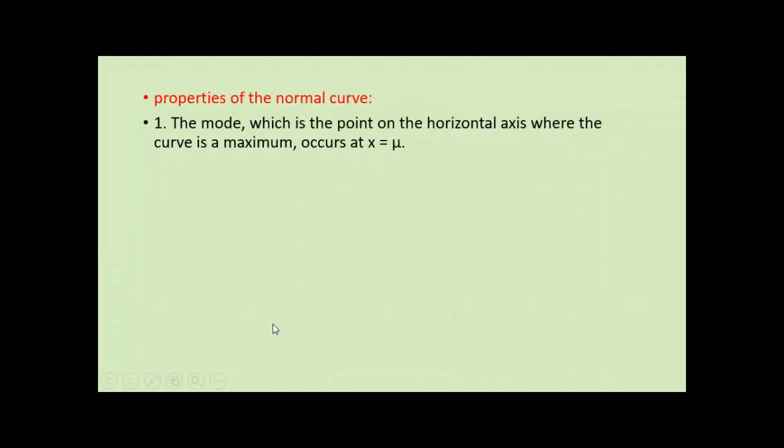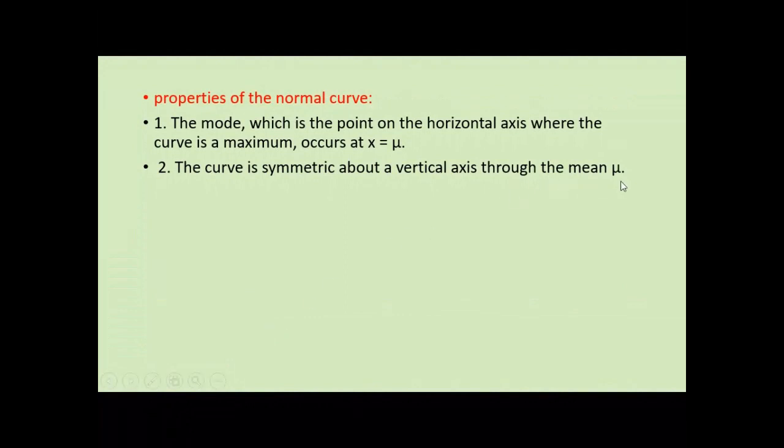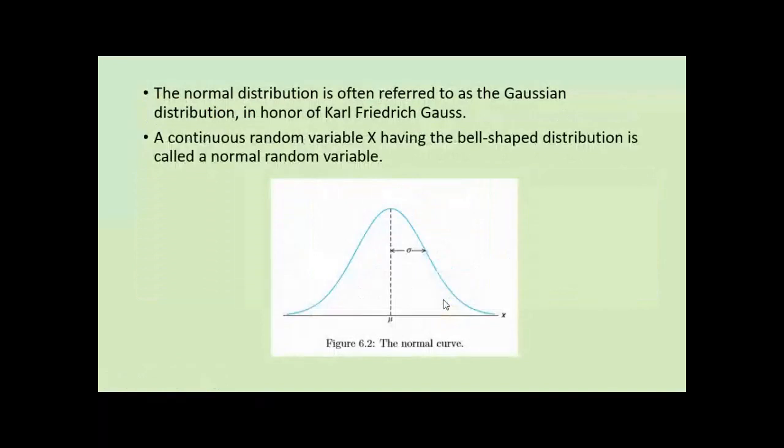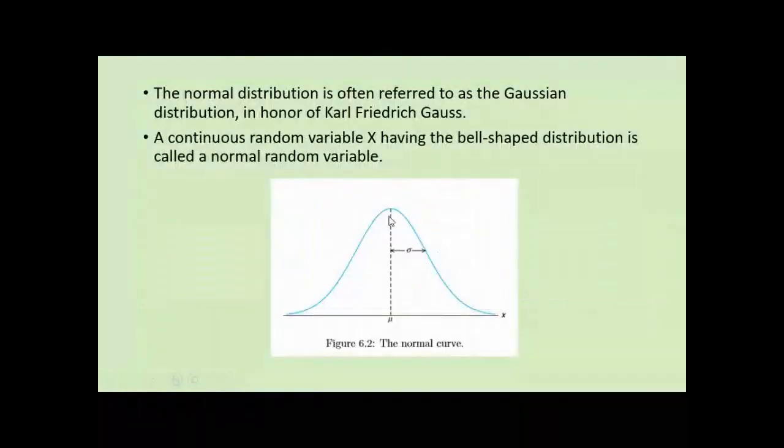Next point is the curve is symmetric about the vertical axis, about the mean. See, about the mean. Go to the graph. This curve is symmetric. Assume that the mean is your vertical axis. Then it is symmetric on both sides, looking alike on both the sides.